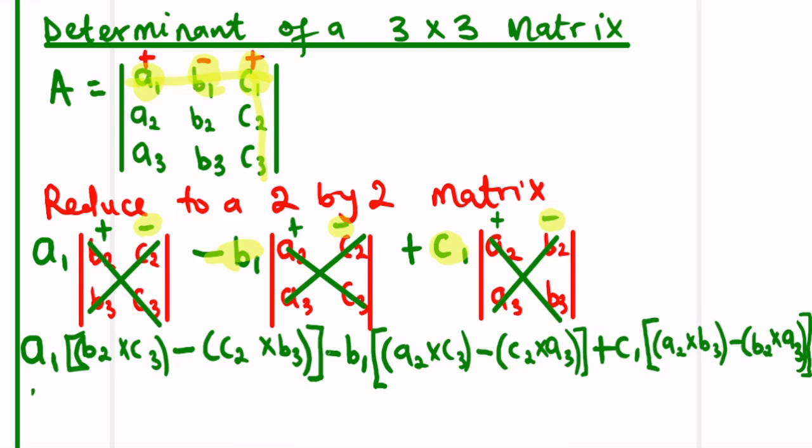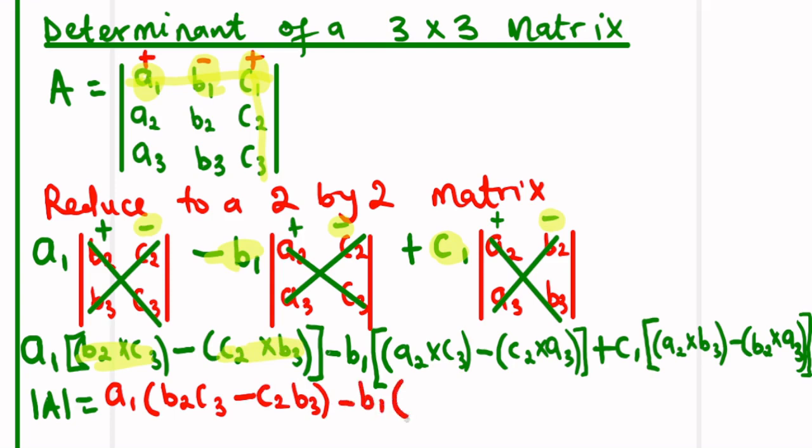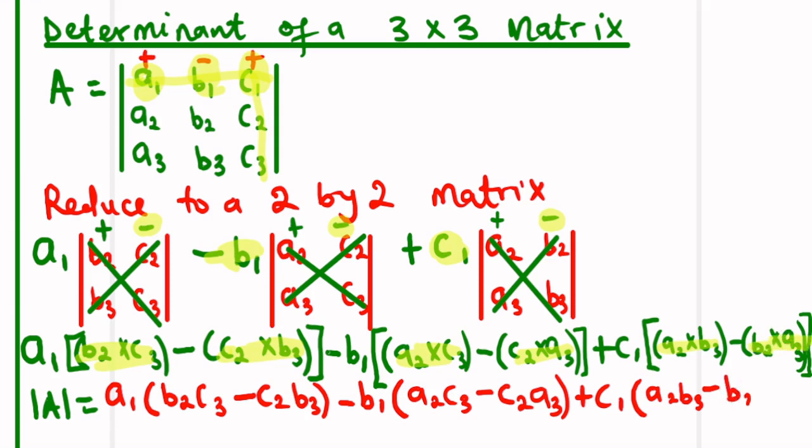So now the determinant of A, remember we're looking for the determinant of capital letter A. So we'll have here A1 in a bracket, B2 times C3 is B2C3, and then we'll have minus, here we'll have C2 times B3, C2B3, we'll close that bracket, then we'll go to the other side, minus B1, open a bracket, so the product of A2 times C3 is A2C3, then minus the product of C2 times A3 is C2A3, then plus the last one there is plus C1, then the determinant there is A2 times B3 is A2B3, then minus B2 times A3, which is going to give us B2A3. So this is what it is like to get the determinant of a 3 by 3 matrix.